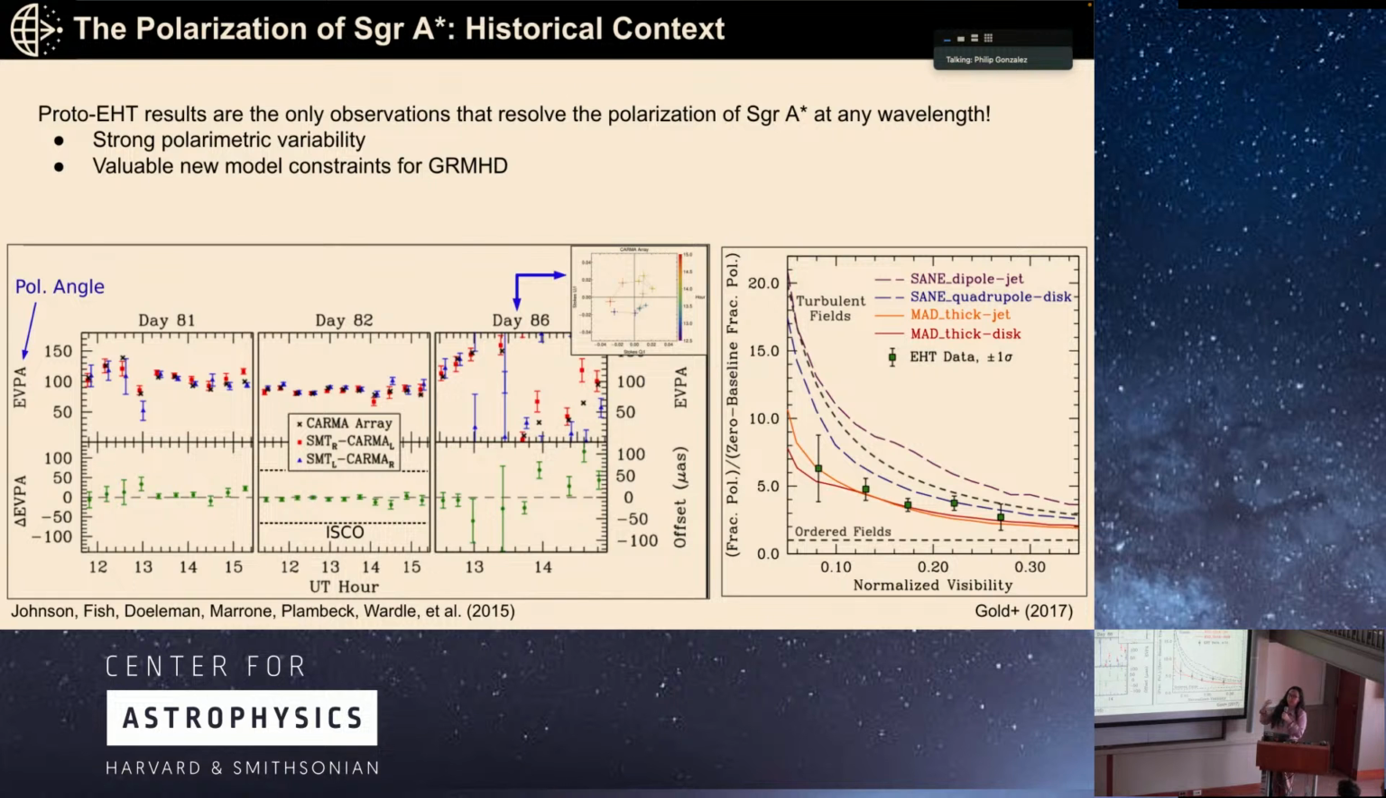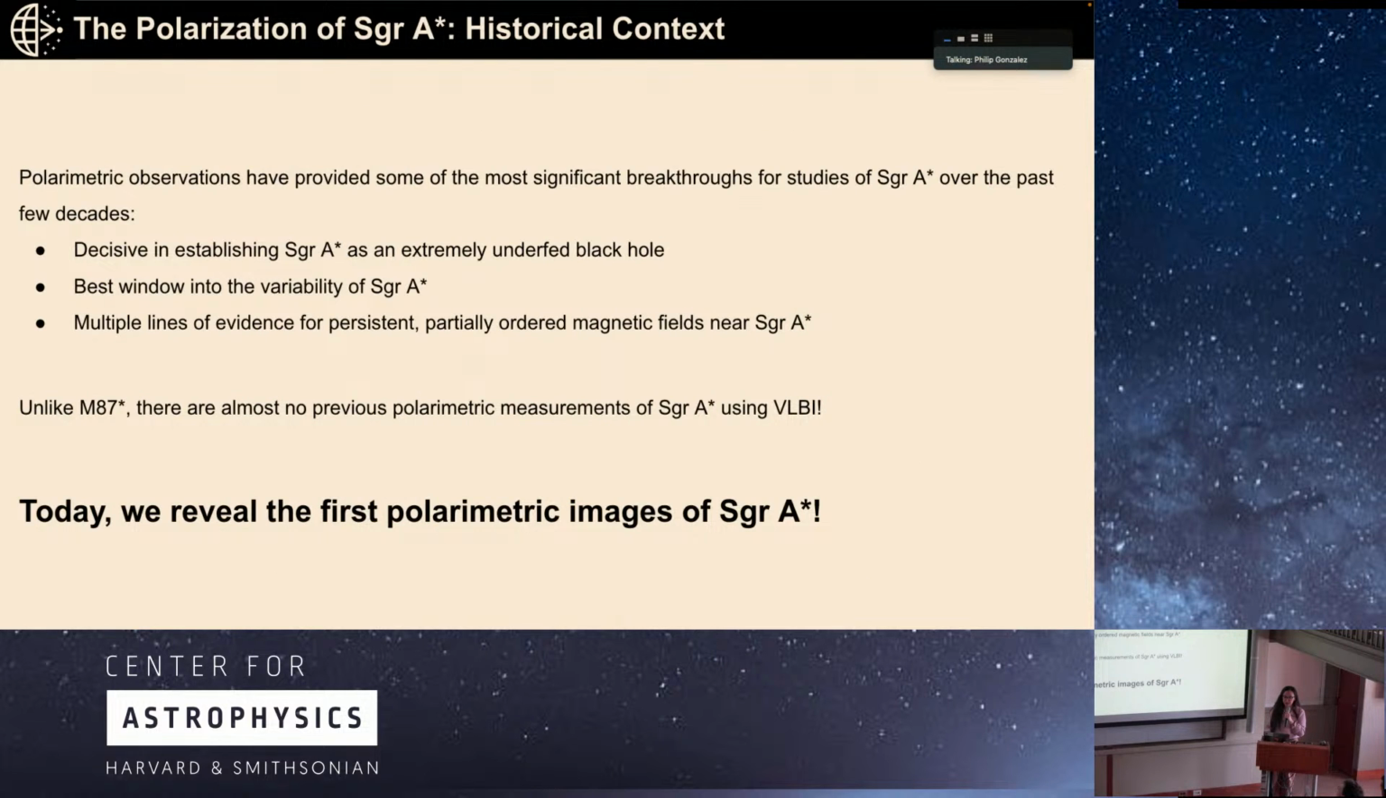And so what we learned from this is that Sgr has strong polarimetric variability, and this was already pretty valuable constraints for theoretical simulations of the accretion flow in Sgr. So what have we learned from everything so far is that Sagittarius A star is an extremely underfed black hole. It's sub-Eddington accretion. It's a radiatively inefficient accretion flow. It is time variable, also in polarization, and there's a lot of persistent evidence that the magnetic fields are steady and partially ordered near Sagittarius A star.